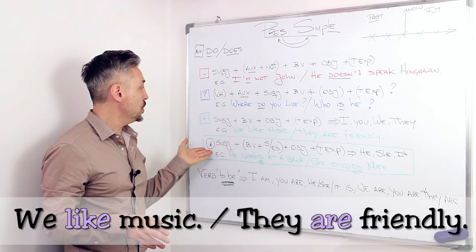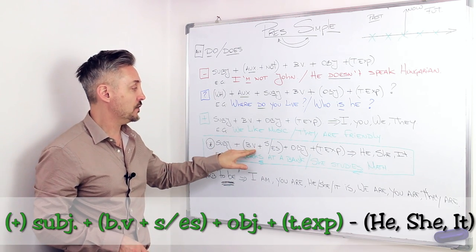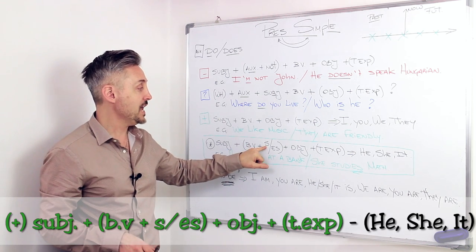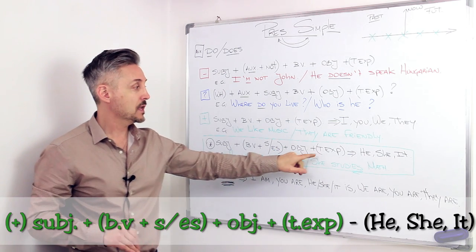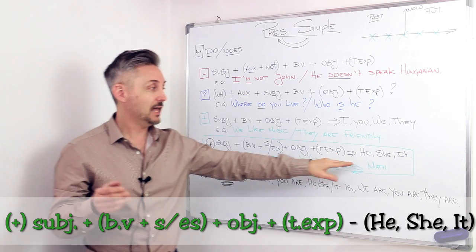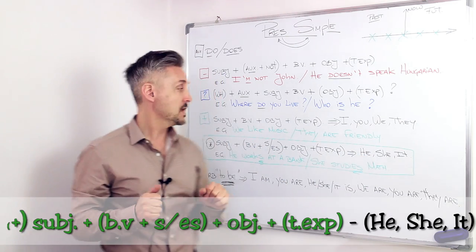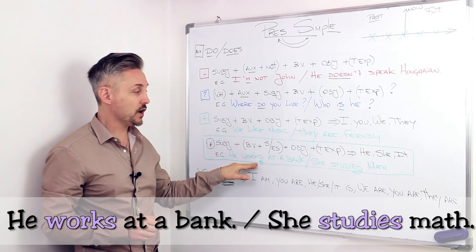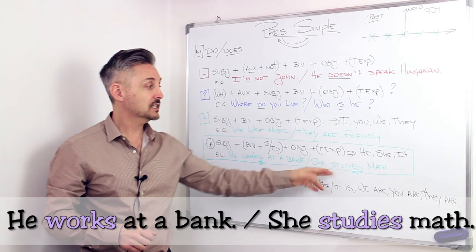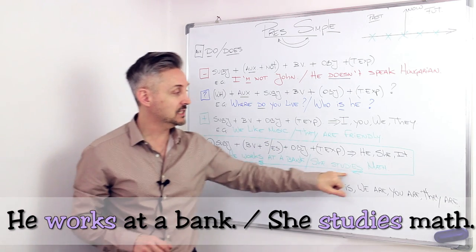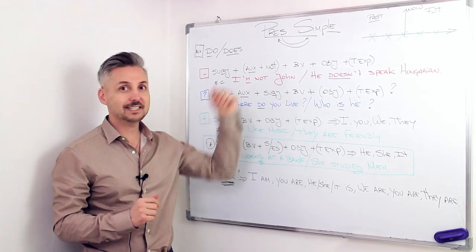Now, if you look at the third person singular, we have the subject, then the base of the verb, then we add S or ES, depending on the verb you're using. Then the object, then the time expression sometimes, and I noted here this is for the third person singular, he, she, or it. So, the example, he works at a bank. Or the other example, she studies, with ES, she studies math. I'm going to erase this and I'm going to show you when to use this tense.